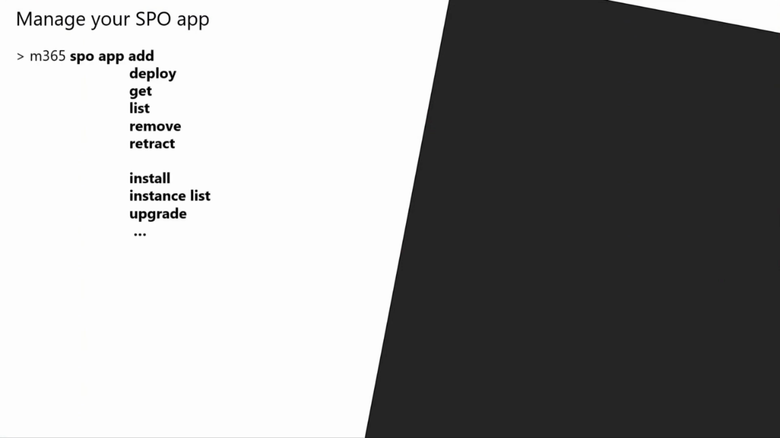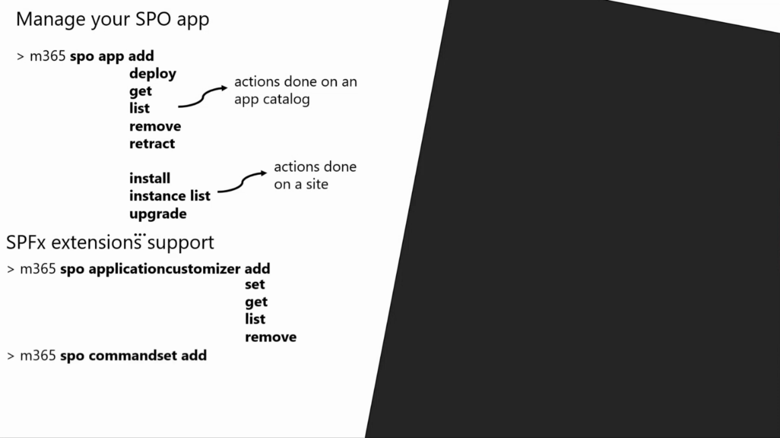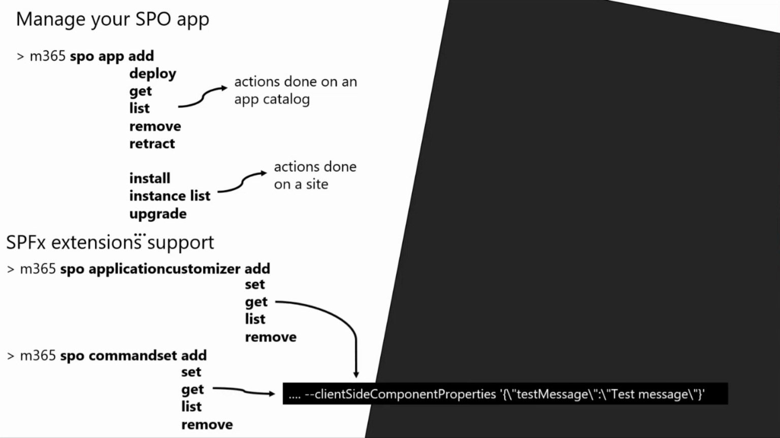And of course, CLI has a bunch of commands that allow you to manage your SharePoint Online apps. So for example, we have all the add, deploy, get. So basically all of the operations you can think of that are done on the app catalog level and also on the site level. And we have dedicated commands for SPFx extensions like application customizer add, set, get, and so on and so forth. And the same for the command set SPFx extension. And if you would like to be working on the tenant-wide deployed extensions, then you only need to add the word tenant between the SPO and the application customizer or the command set.